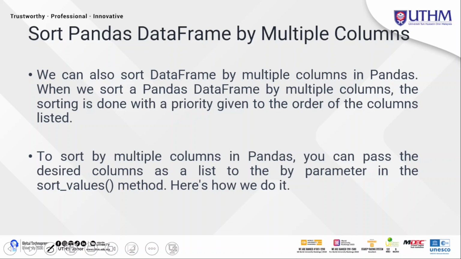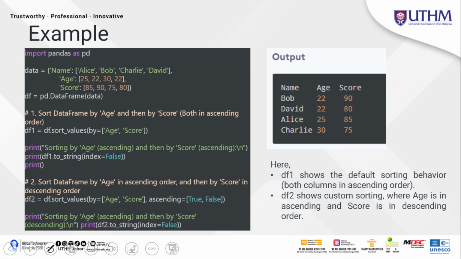Okay, sort a pandas data frame by multiple columns. From single columns, we want to sort the data frame, the table, by multiple columns. To sort by multiple columns in pandas, you can pass the desired columns as a list to the by parameter in the sort_values method. Okay, let's see how we do this in this example.